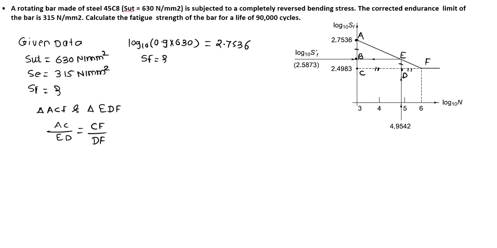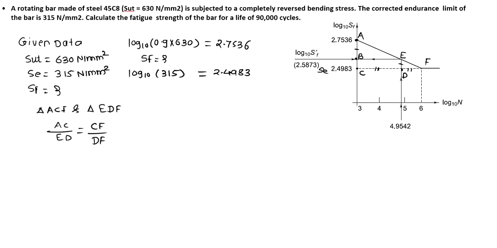Next I will take point C. At point C is our endurance limit, the corrected endurance limit of the bar, which is 315 Newton per mm square. I will calculate that value also: log to the base 10 of 315. Here we will get the value 2.4983. Next, at point C on the horizontal line there is 3000 cycles, and at point F there is 6000 cycles. So log to the base 10 of 6000 and 3000 gives 6 and 3.